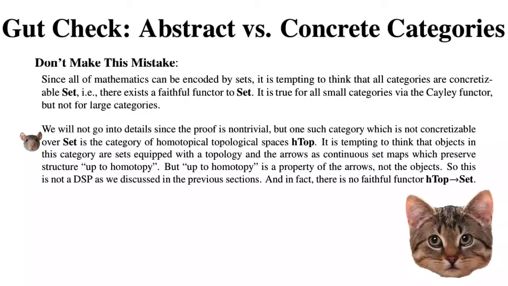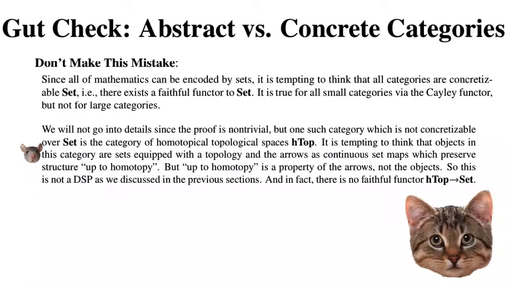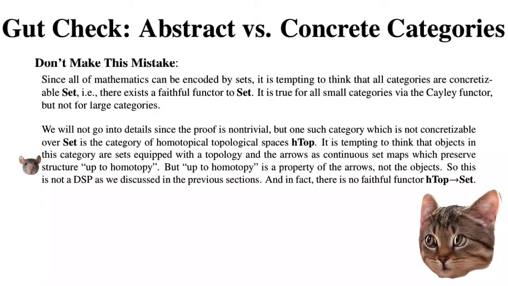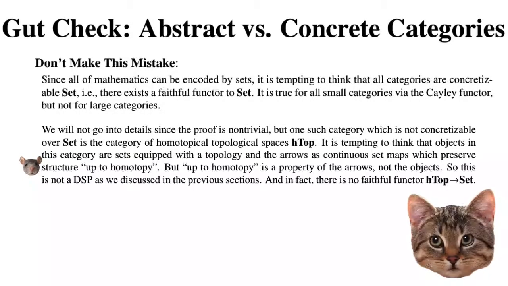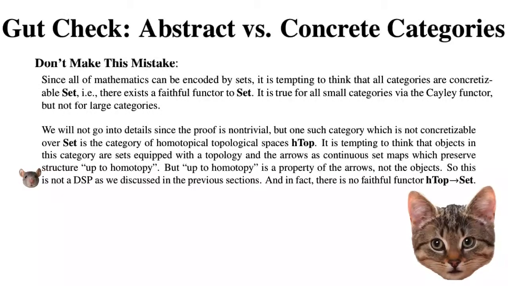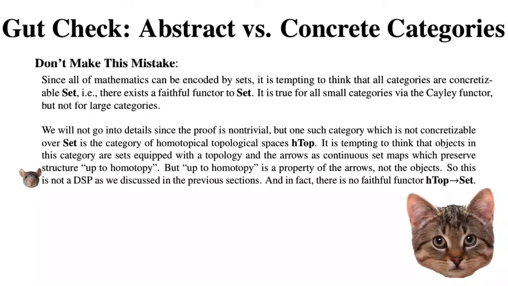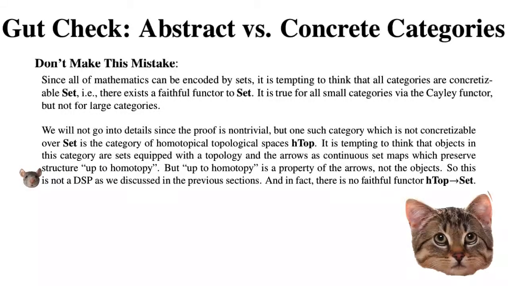It is tempting to think that the objects in this category are sets equipped with a topology and the arrows are continuous set maps which preserve some structure up to homotopy. But this up to homotopy is a property of the arrows, not the objects. So this is not a data structure properties presentation as we discussed in the previous sections. And in fact, there is no faithful functor from the category of homotopical topological spaces to Set.